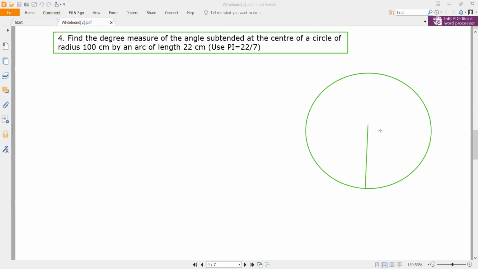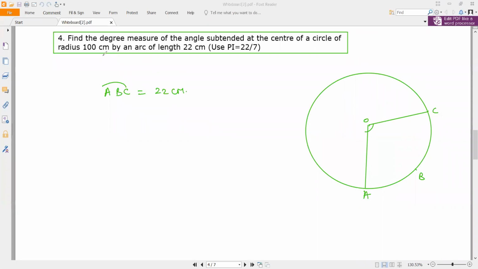And there's an angle subtended. Let this be the angle subtended at the center by an arc length. This is the arc length. Let this be ABC. So it's given that this is the angle formed. Let us call it theta. So your theta is equal to angle AOC, and your arc ABC is equal to 22 centimeters. Okay, hold on. Made a mistake.